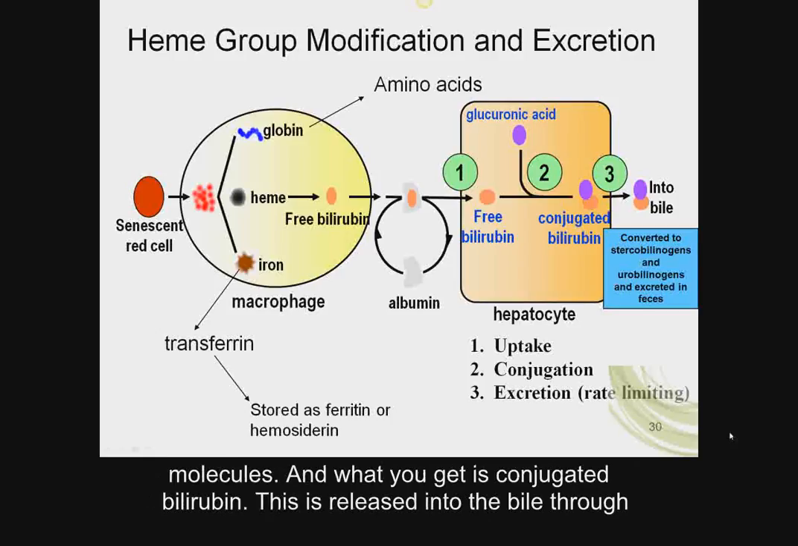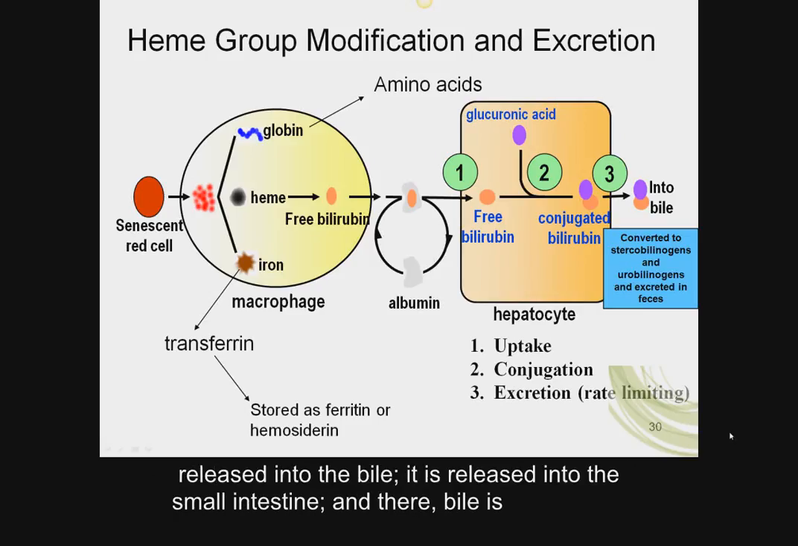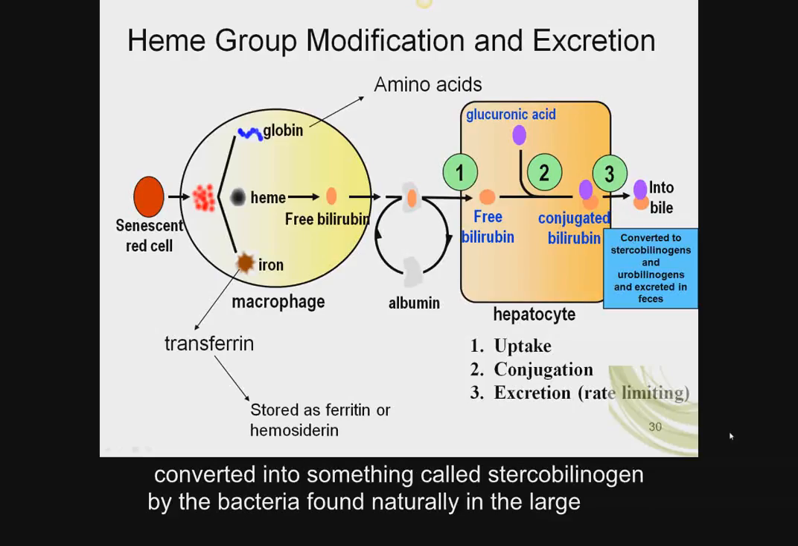Conjugate meaning to marry or to bring together, to bind. This is a covalent bond basically between the two molecules. And then you get conjugated bilirubin. This is released into the bile through the bile duct. Glucuronic acid makes bilirubin much, much more water soluble. So it is released into the bile, into the small intestine, and there bile is used to emulsify fats.